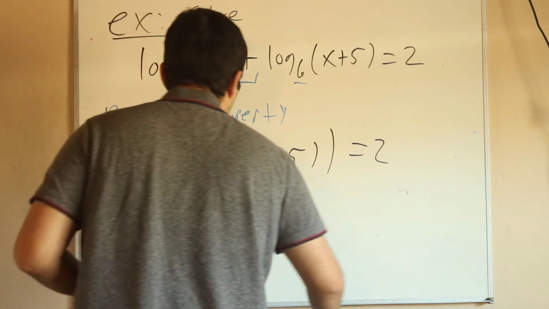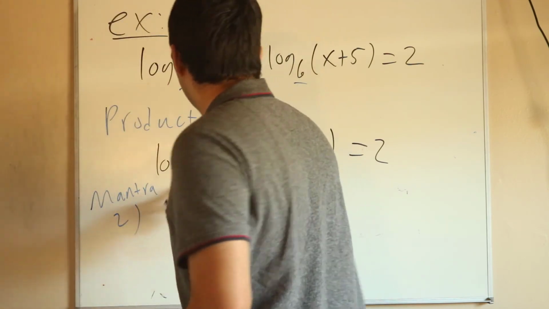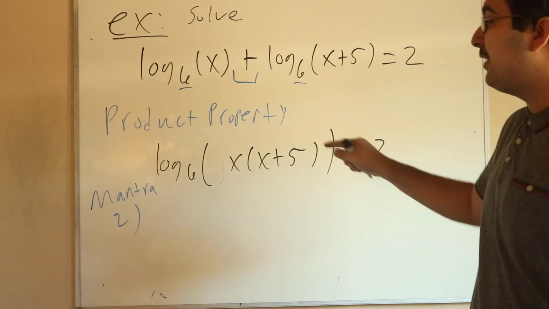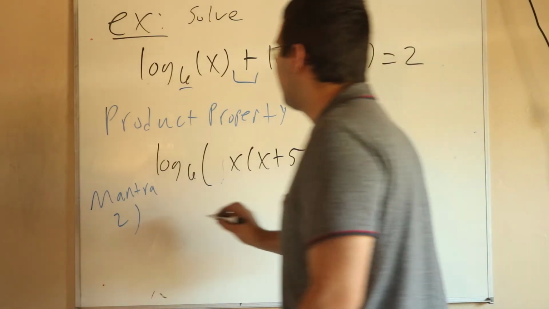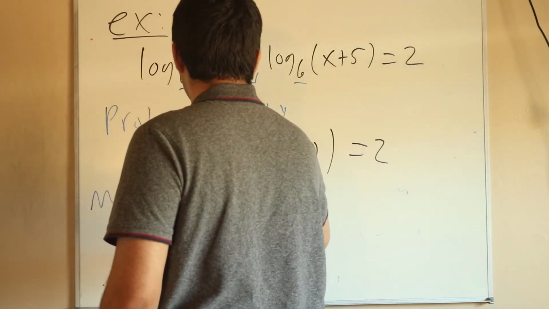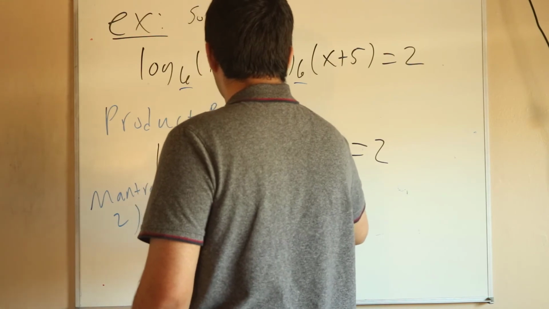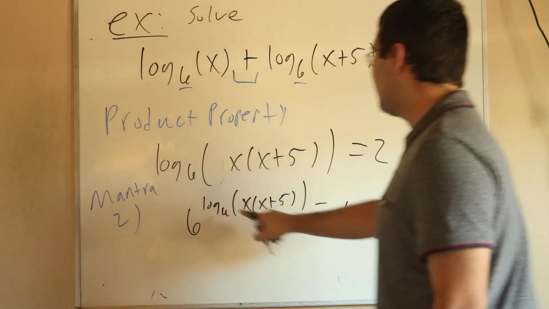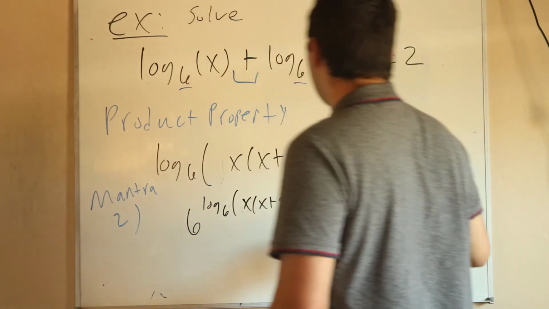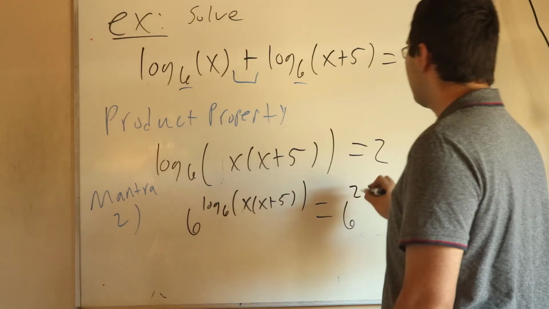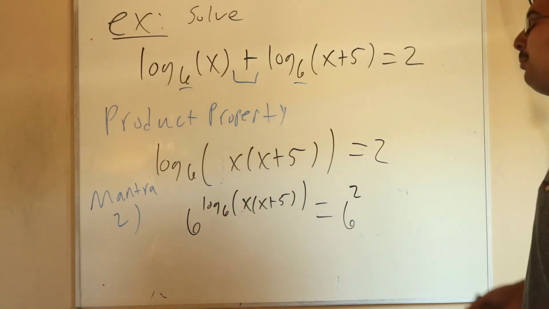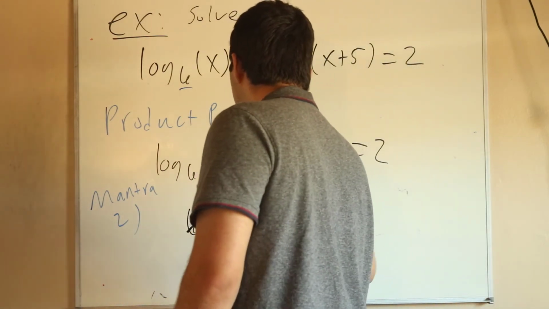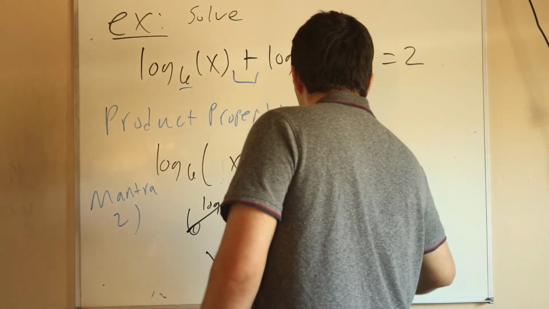In order to do that, we take both sides of our equation and make them powers of exponentials with the base of the log, that being 6. So we make these both powers of 6. So we get 6 to the power of log base 6 of x times x plus 5 equals 6 squared. Applying that inverse property, the log and the exponential cancel. We're left with x times x plus 5 equals 36.